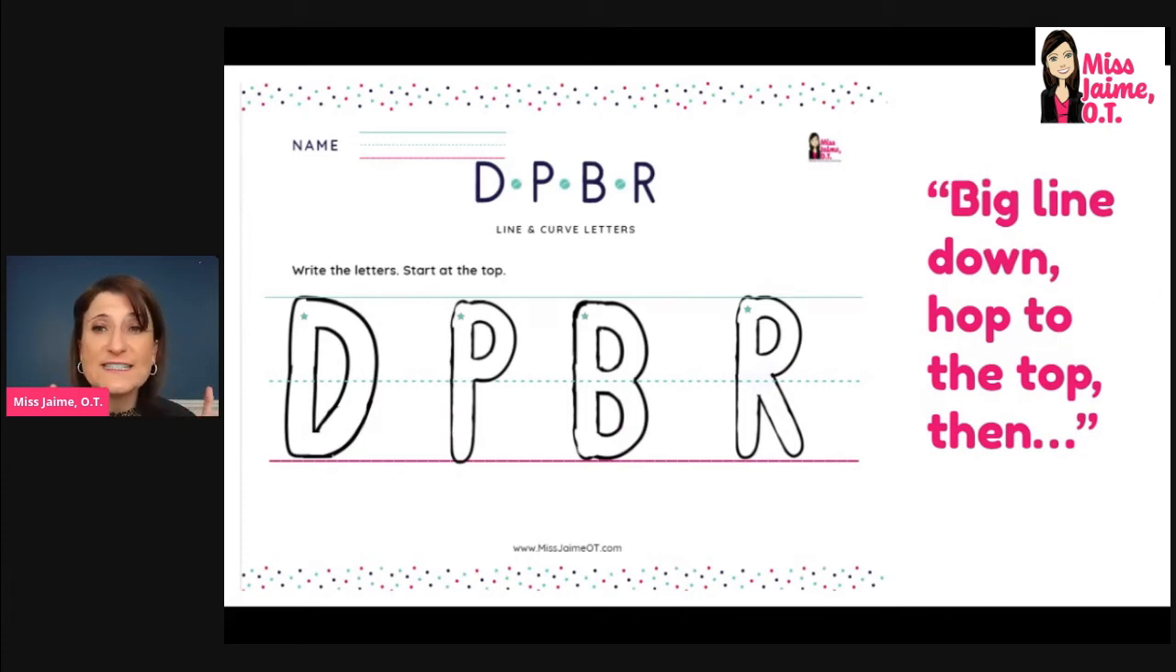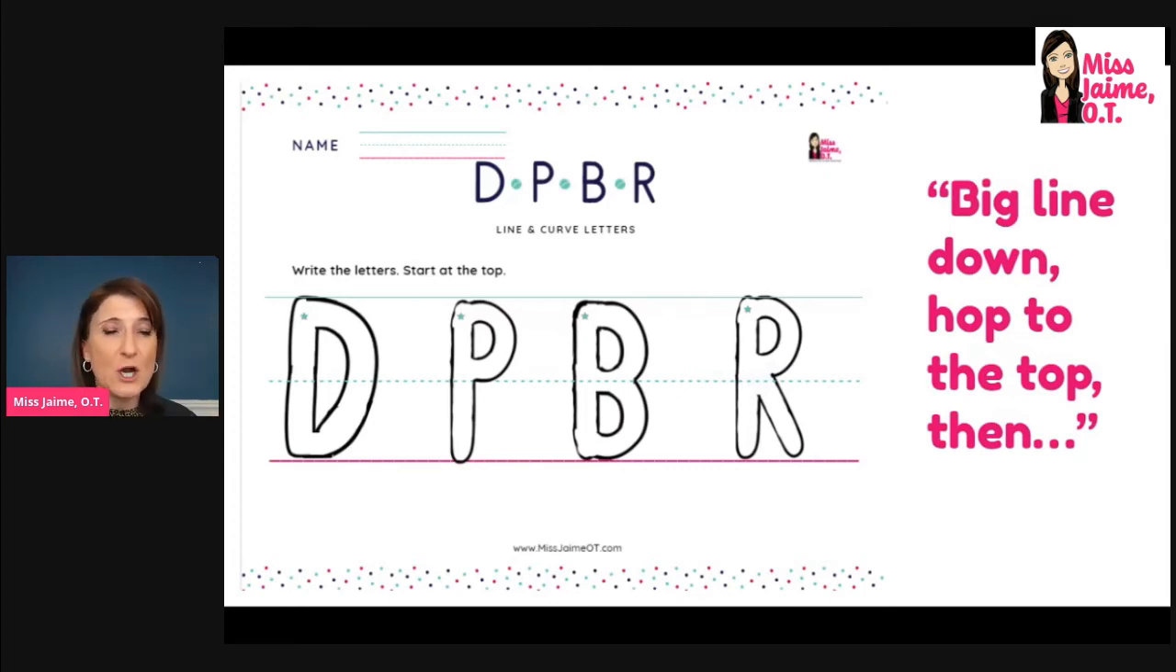So for capital letters, D, P, B, and R all start at the top. They have little curves, except for D, which has a big curve. And I put the language on here on the right, big line down, hop to the top, just because I wanted to remind myself that when we're teaching kids how to make the letters, we want to add in that component. We have our kids who are auditory learners, and we want them to have that input that might help them. Big line down, hop to the top, or whatever other little chant or lesson from the handwriting program has. We want them to have that.